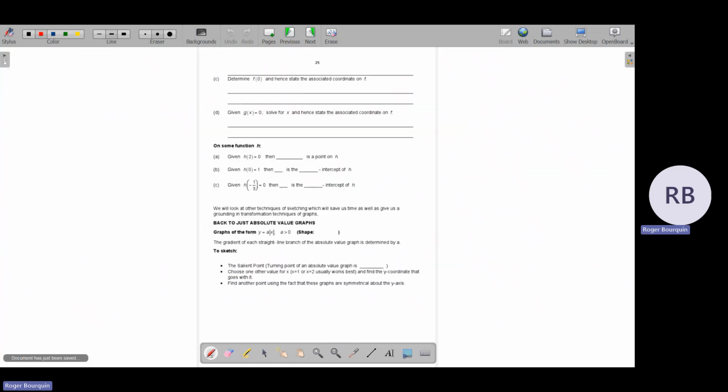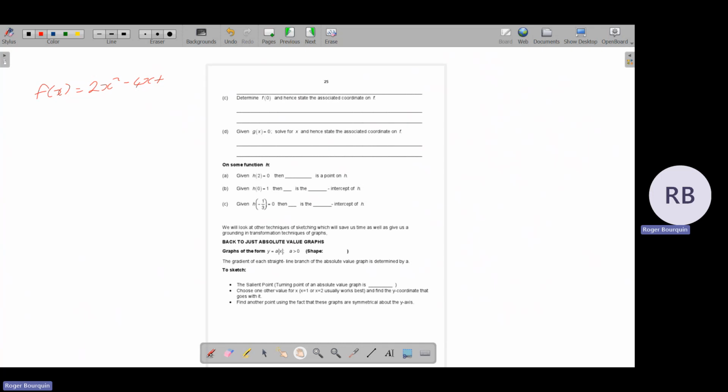Okay. Right, next one says determine f of naught. Tell me what f of x was again? What's that equation? 2x squared minus 4x plus 1. Plus 1. And g of x was? 4x plus 3. Okay, so try the next two questions.